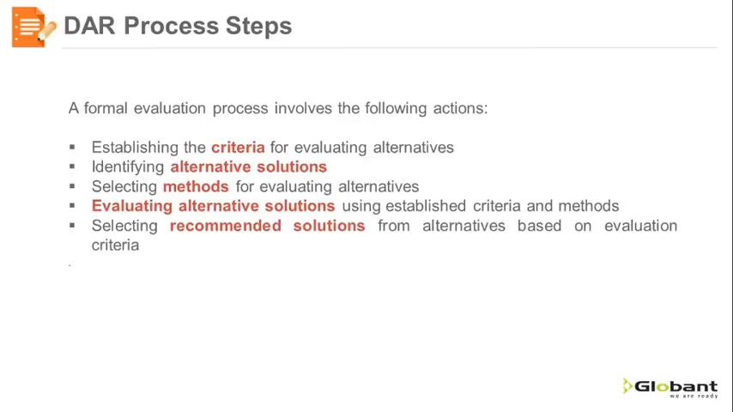The first step is to identify the problem. After that, a formal decision process involves the following actions: establishing the criteria for evaluating alternatives, identifying alternative solutions, selecting methods for evaluating alternatives, evaluating alternative solutions using established criteria and methods, selecting recommended solutions from alternatives based on evaluation criteria.